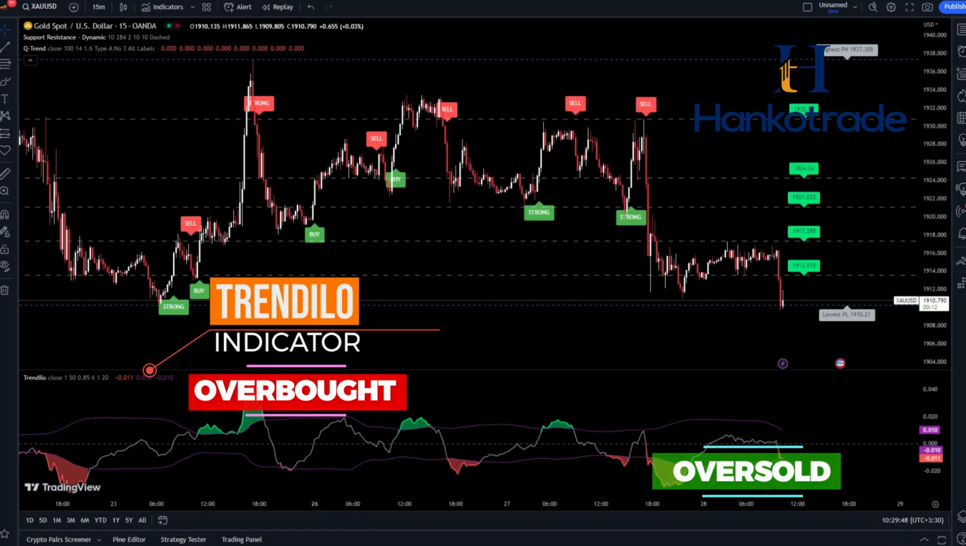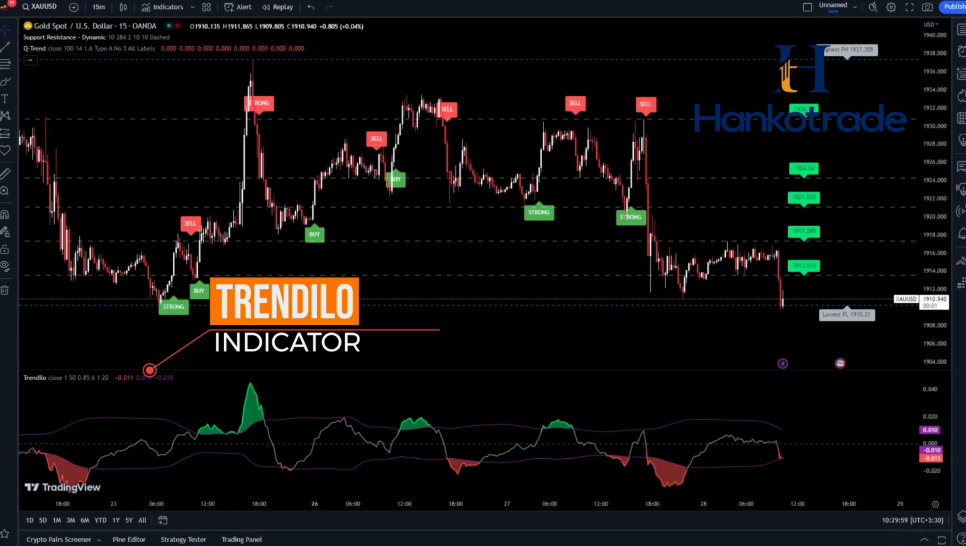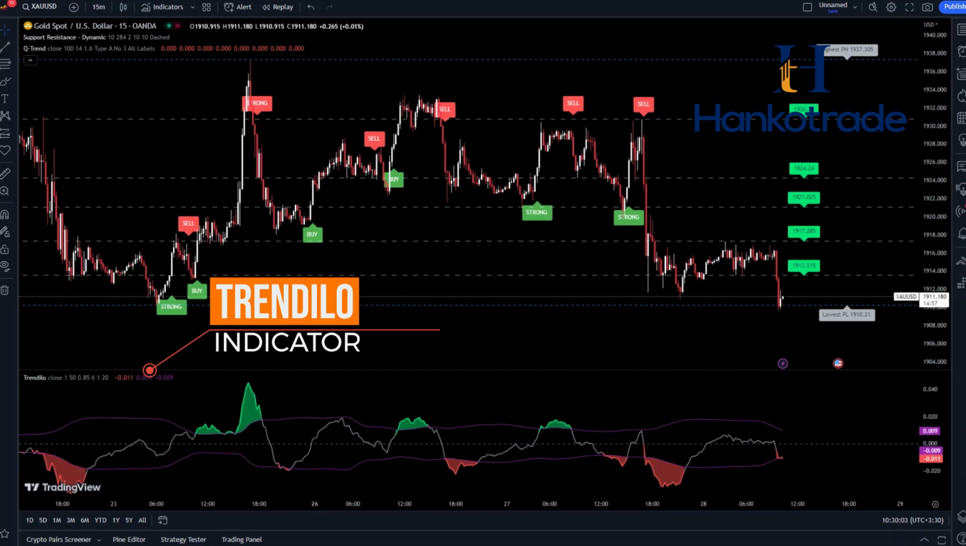Trendelo indicator is a technical analysis tool used to identify trends and changing trends in the market. Traders can use the Trendelo indicator to identify possible entry and exit points, as well as to confirm the direction and movement of the trend. This indicator can also be used to filter out noise and false signals in the market and help traders make more informed trading decisions.